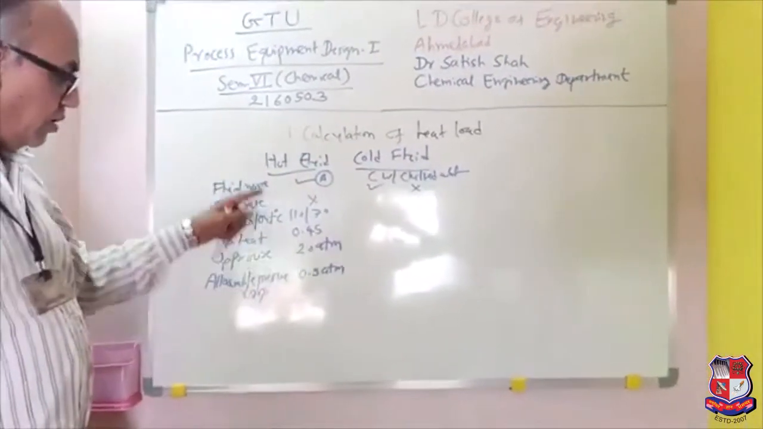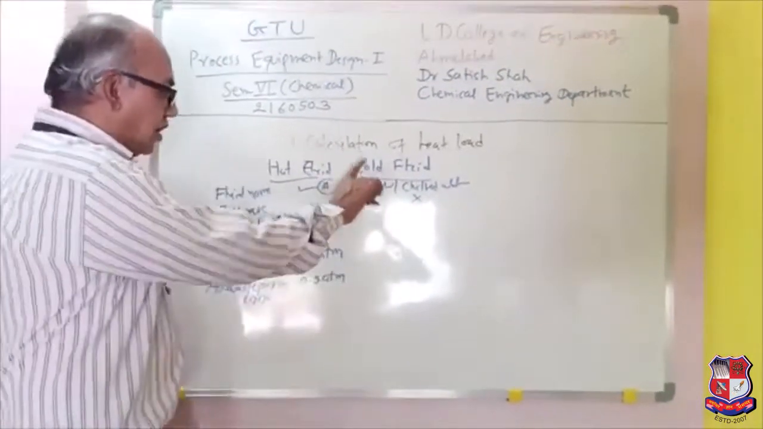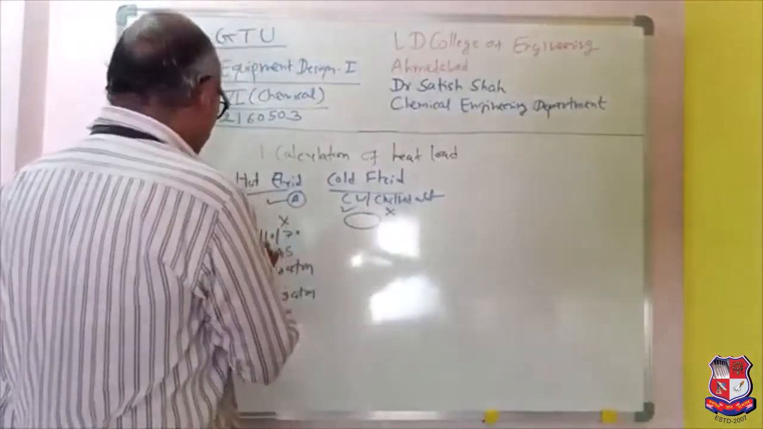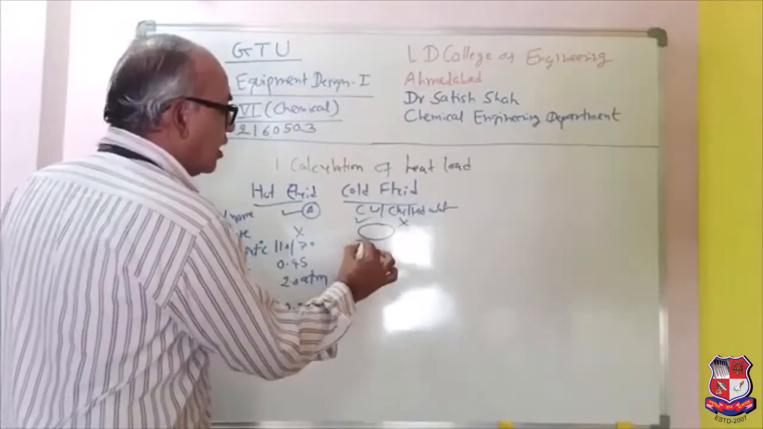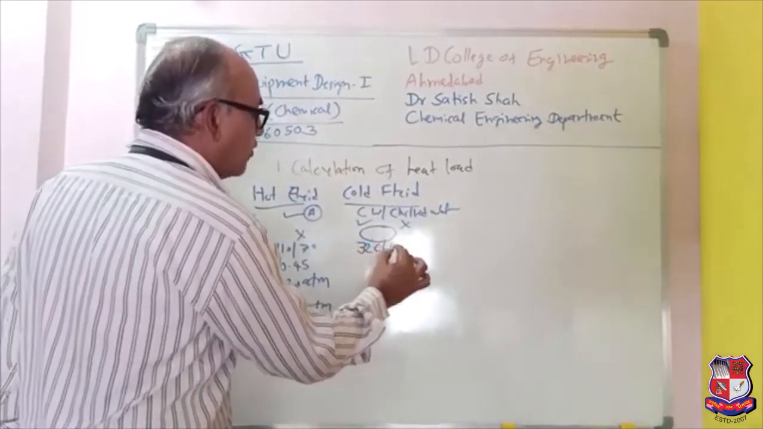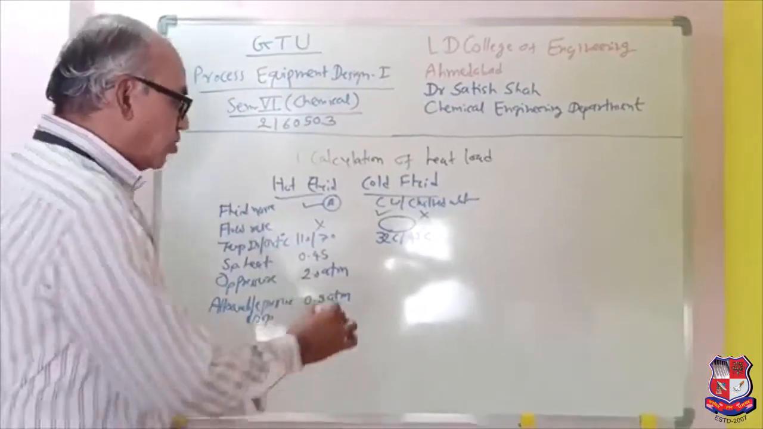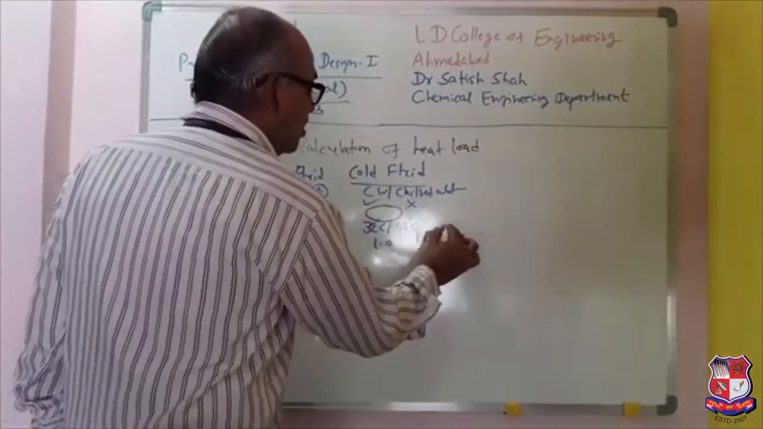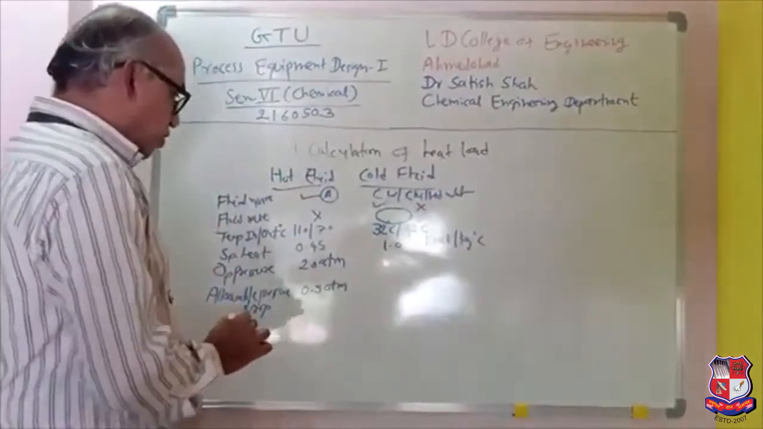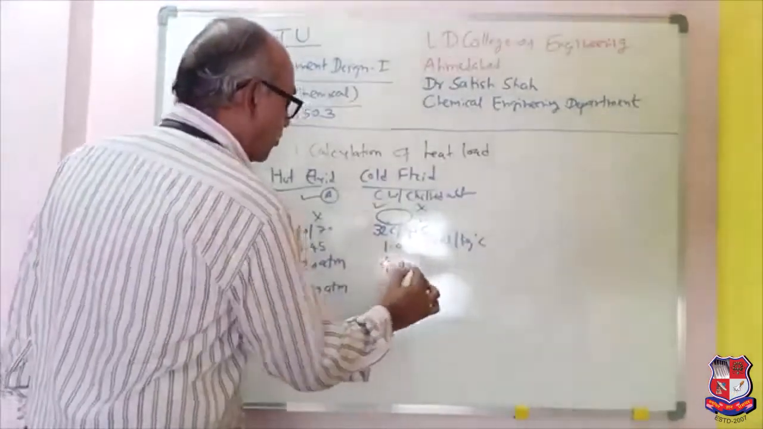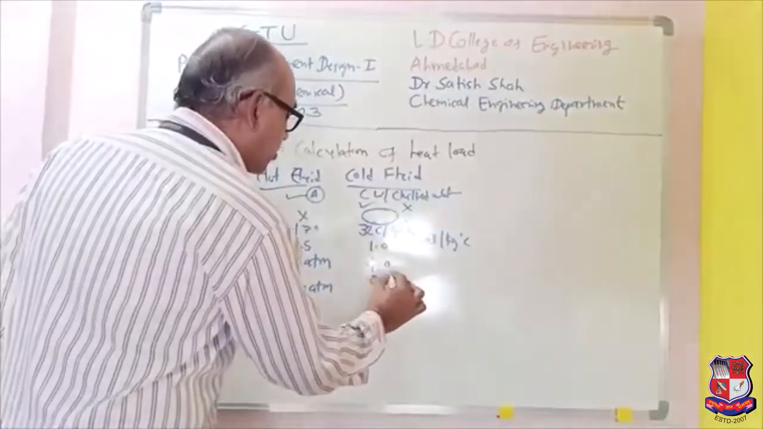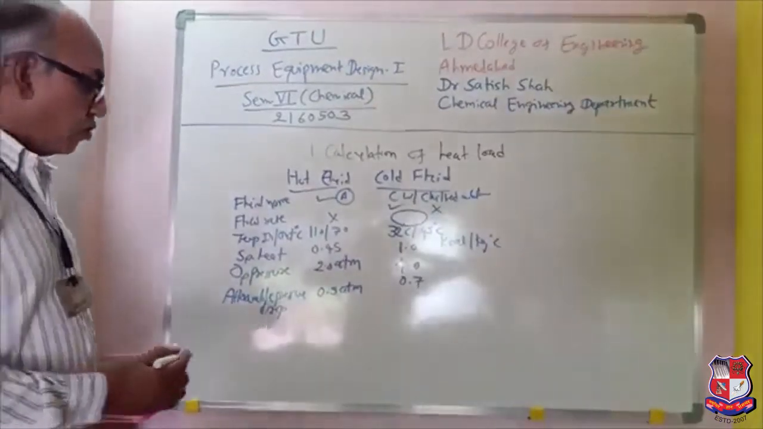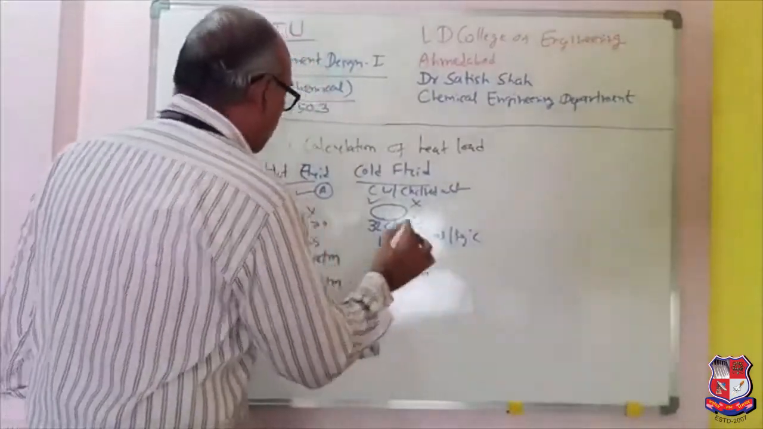Now this is as far as the process side is concerned. This is utility side, where I have to calculate the flow rate of the cooling water, that I will calculate later on. Temperature in and out, let us say fix the temperature of 32 and 45 degrees Celsius. The specific heat of this will be 1. Here the unit is kilocalorie per kg degree Celsius. Operating pressure here is, let us say, 4. And the allowable pressure drop is say 0.7 kg force per centimeter square, or it is atmosphere. So this is now known to us.